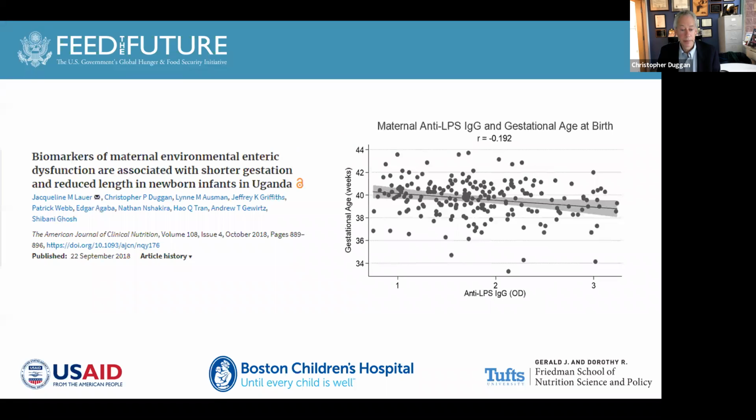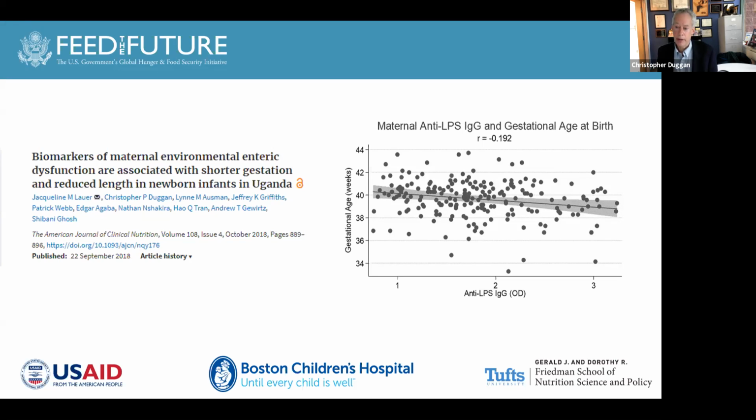Next slide. Dr. Lauer also performed another study, this time in Mukono district in the central region of Uganda, which is about 20 kilometers east of Kampala, among 258 women who were pregnant and attending clinic for the first antenatal visit. Dr. Lauer and colleagues performed multiple measures of environmental enteric dysfunction, including the measure that I noted previously as the gold standard, the lactulose-mannitol ratio.